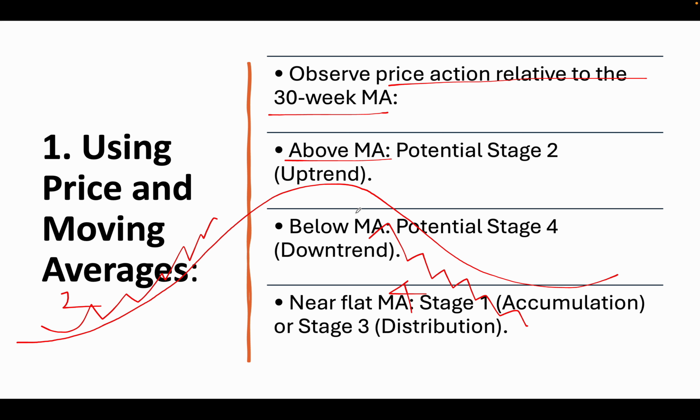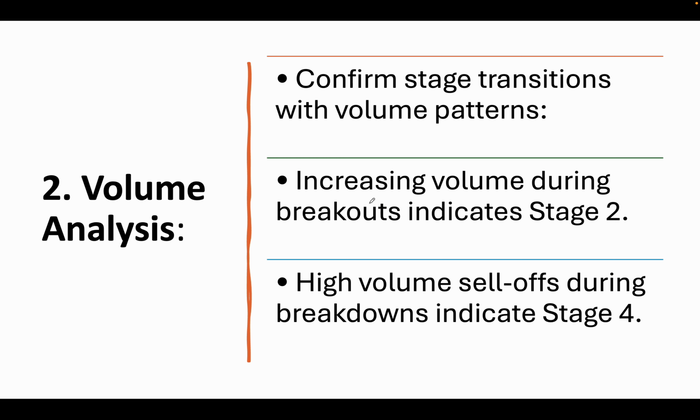Moving average is flattening here or here, then this is stage 3. Here this is possibly stage 1. So stage 1 and 3 have long term support and resistance. It's a good strong support and resistance on the top as well as on the basing side. So this is how you can identify the stages simply by using price and moving averages.